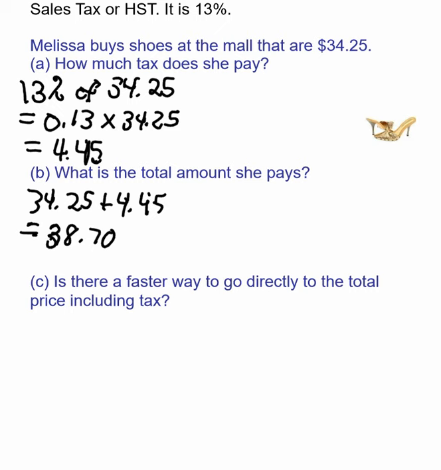A faster way of getting that, so the price plus the tax, was really like 113% or 1.13. So to go directly to the final answer, if you multiply by 1.13, you will get directly to 38.70. So it's just a little trick of being able to go directly to the answer depending on what is being asked in the question.